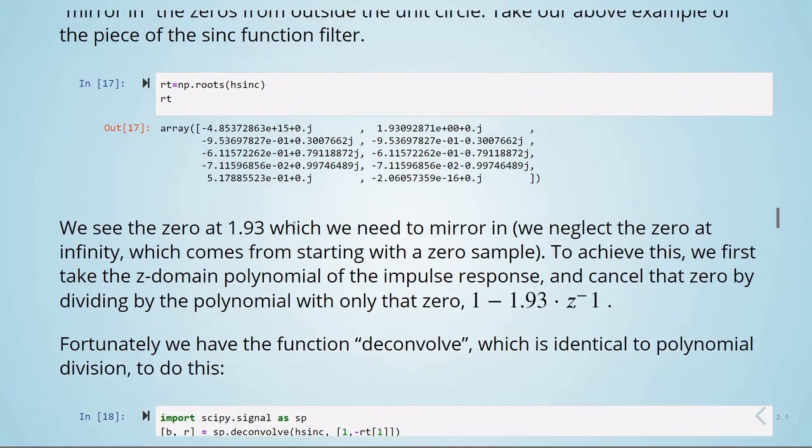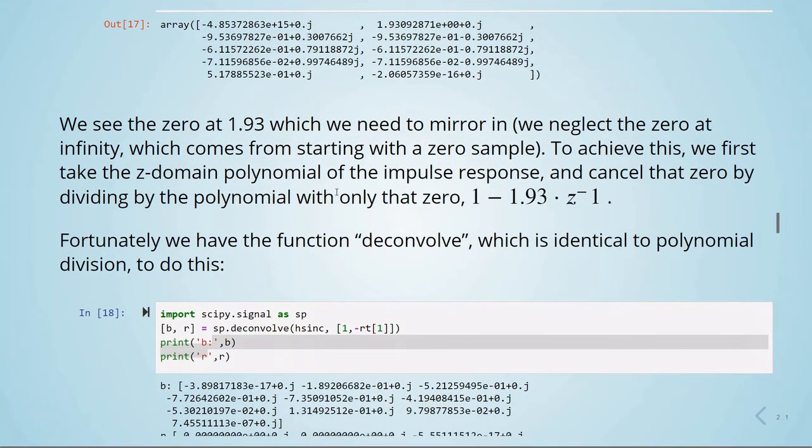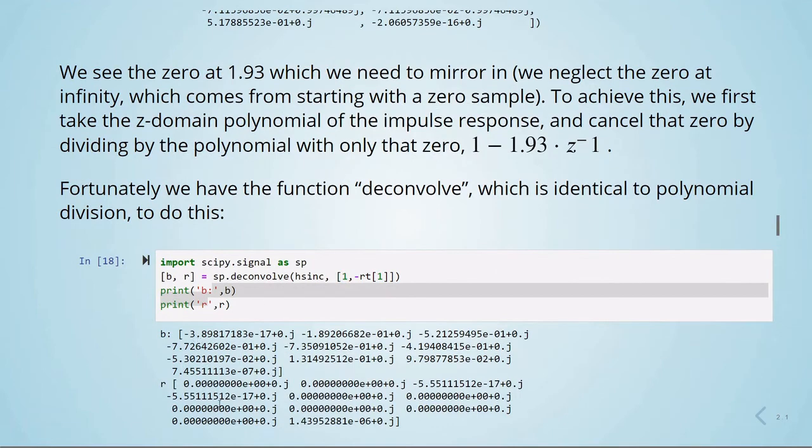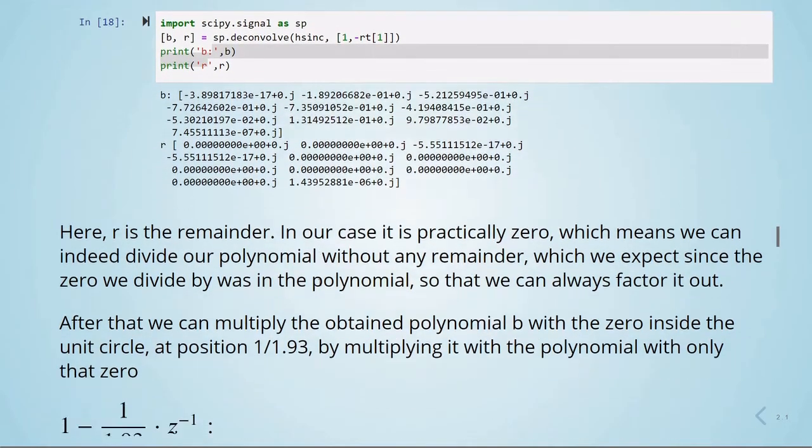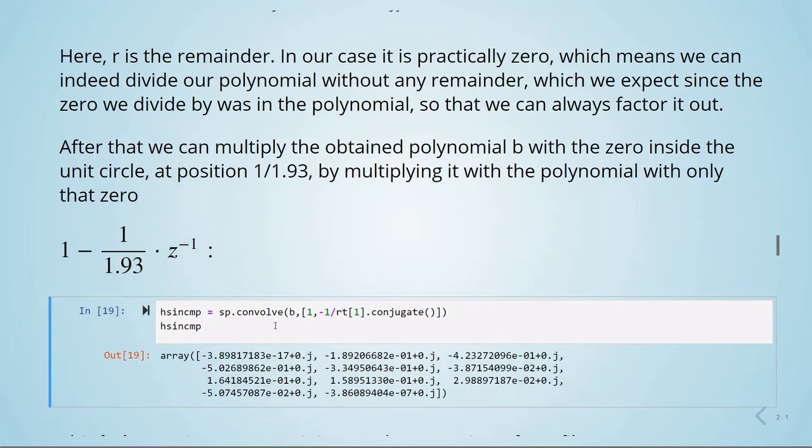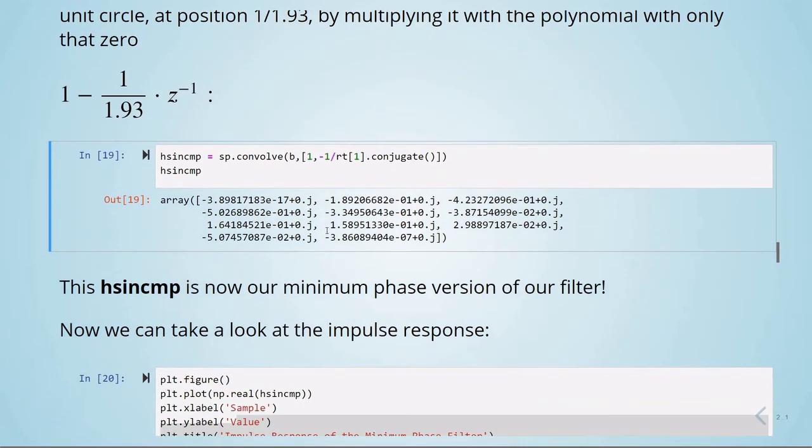So this is what we did. We had here the roots, and then we use the deconvolve of h_sinc with 1 and minus rt1. So this here will give us the polynomial b and remainder r, and then we are multiplying, convolving the b with 1 minus 1 divided by rt1 conjugate, which is this part here. And we get our minimum phase version of our filter.